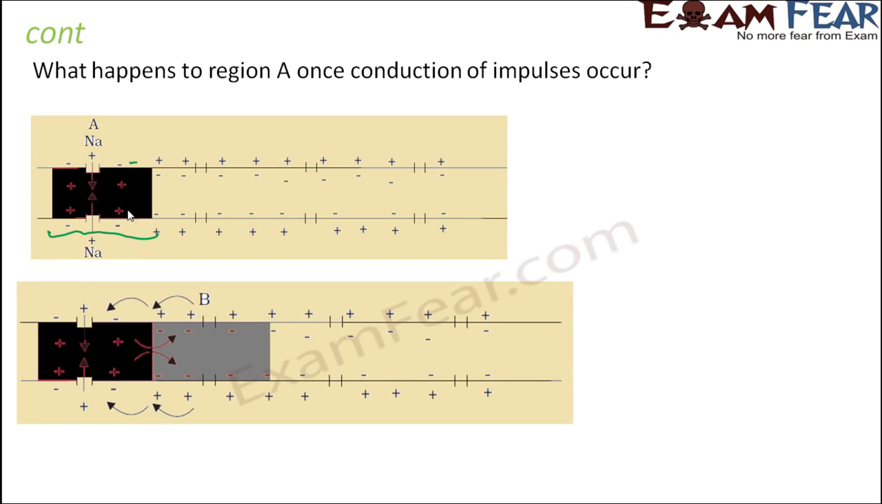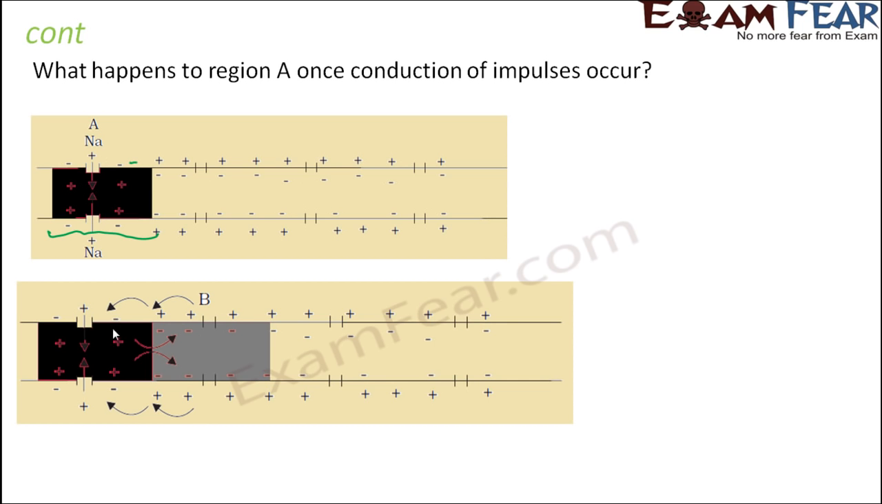Now as a result, what happened? Current started to flow from region A to region B on the inside, and outside from region B to region A. So till this point it is clear. But this influx of sodium ions due to the stimulus is quite short-lived. It doesn't happen throughout. After some time it will stop.